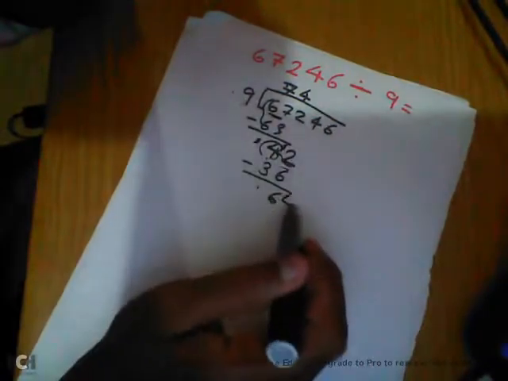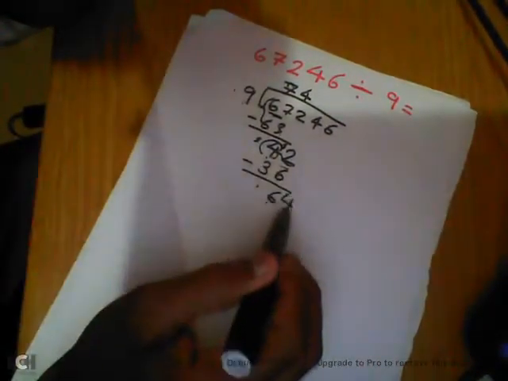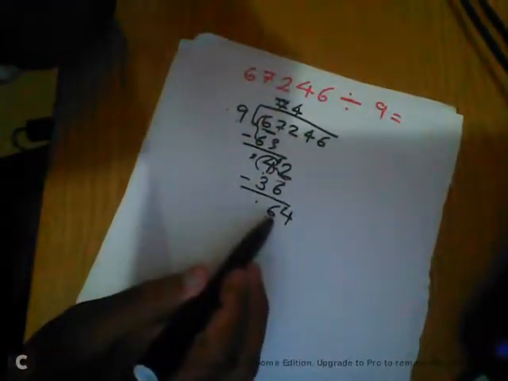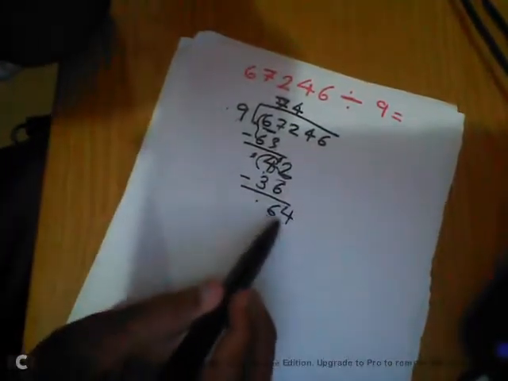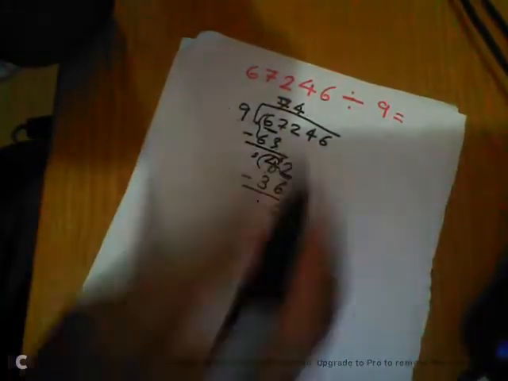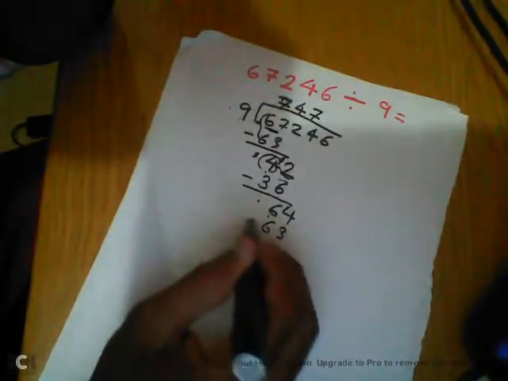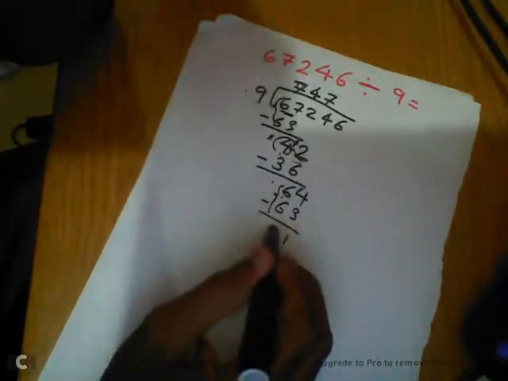So we drop 4. Why do you drop 4, Miss Hamish? Because 6 cannot divide by 9. So we drop 4, and then you get 64. So 64 balls, or 64 sweets, or 64 anything, divided by 9 is going to be equal to 7. And then 7 times 9 is 63, and then we subtract again. 4 minus 3 equals 1, and this is nothing.